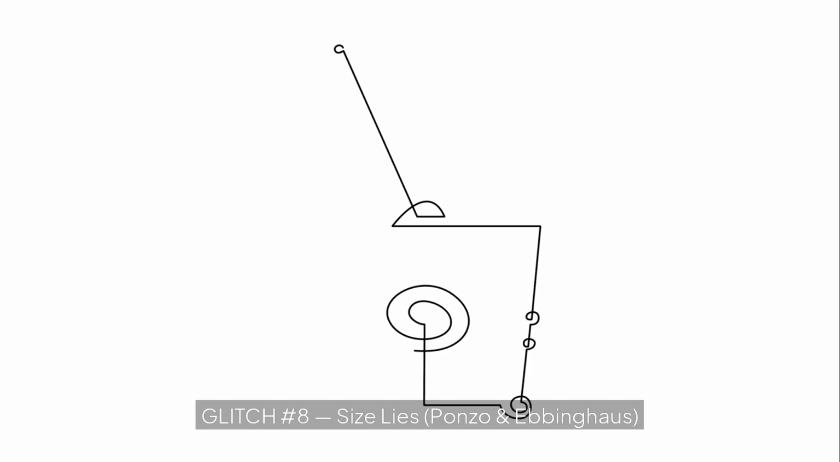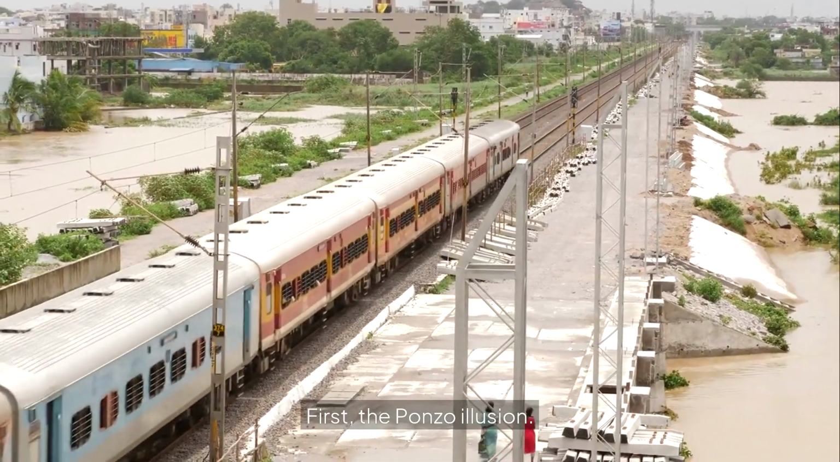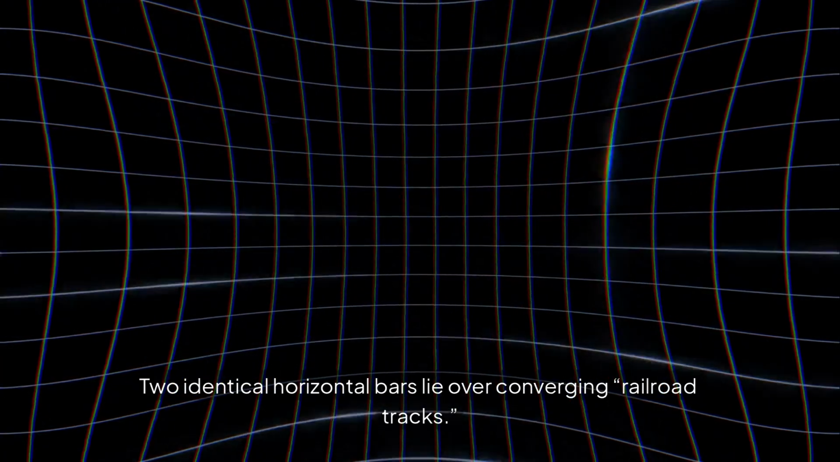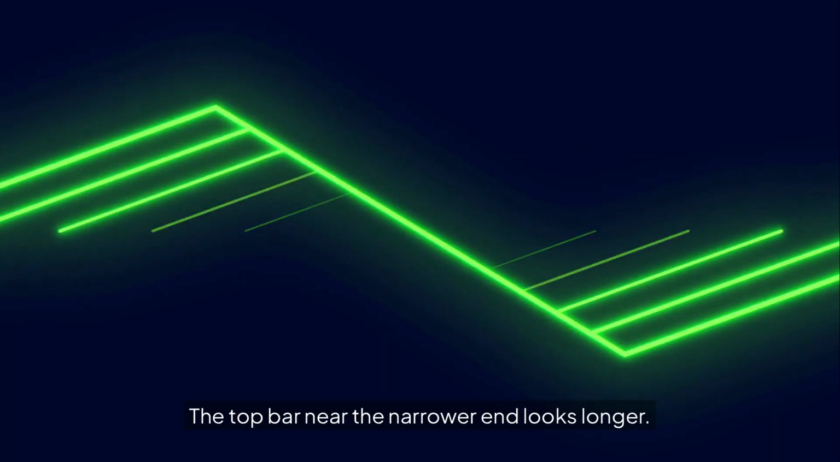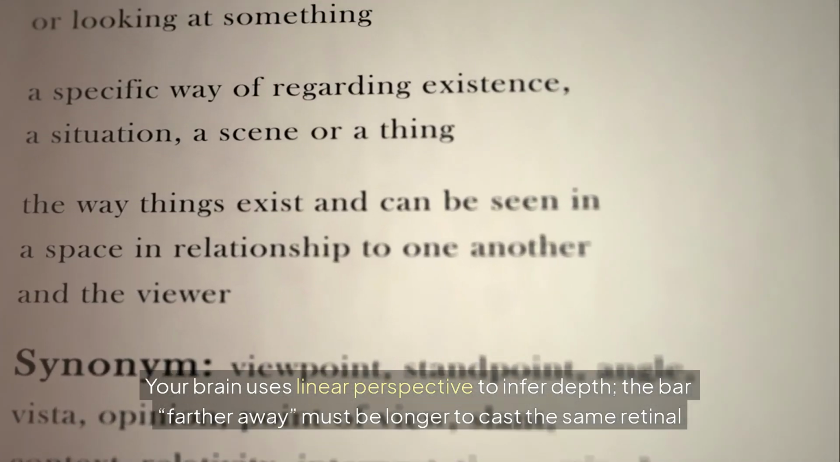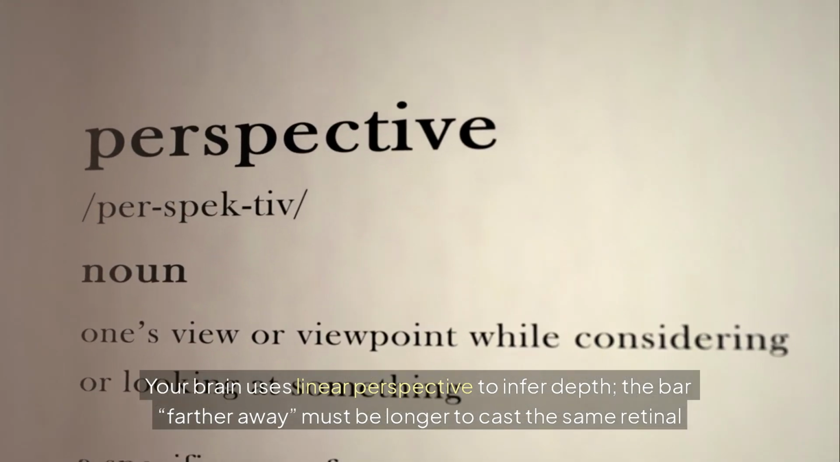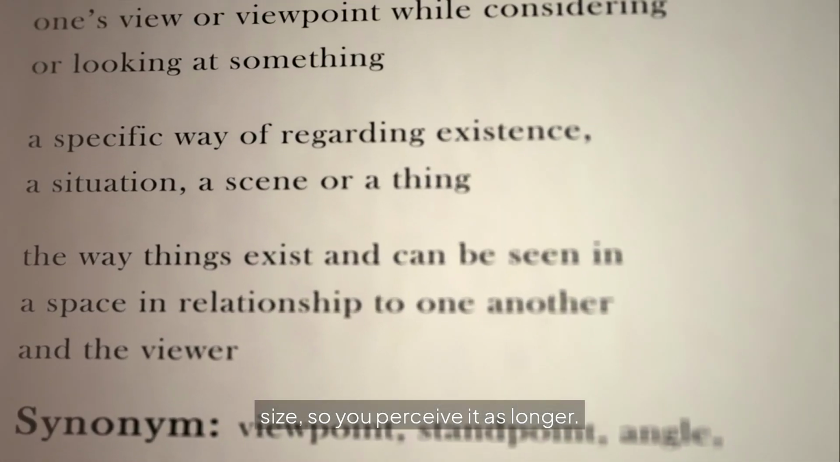Glitch number 8. Size lies. Ponzo, Ebbinghaus. First, the Ponzo illusion. Two identical horizontal bars lie over converging railroad tracks. The top bar near the narrower end looks longer. Your brain uses linear perspective to infer depth. The bar farther away must be longer to cast the same retinal size, so you perceive it as longer.